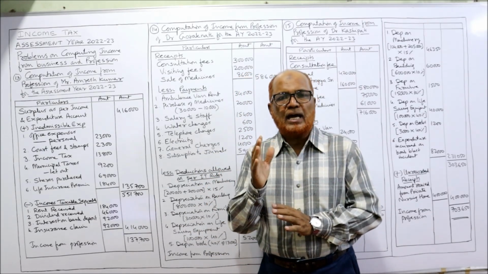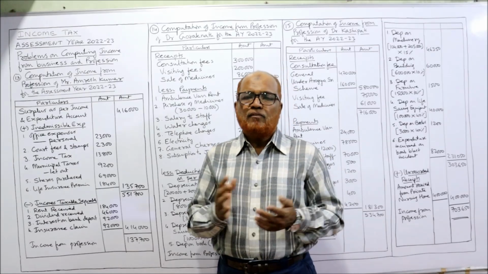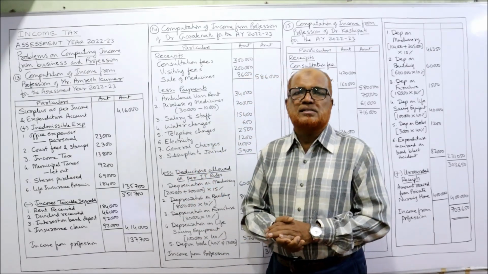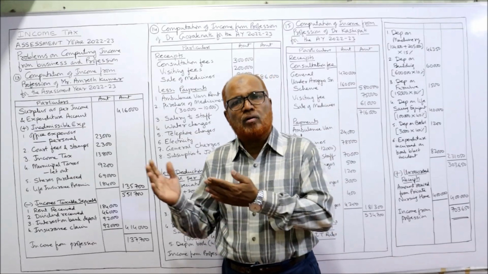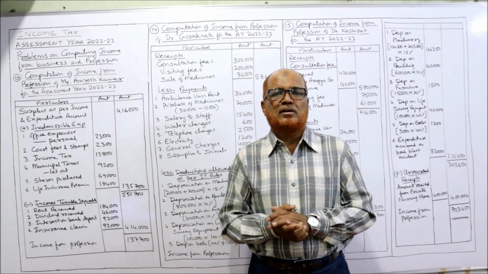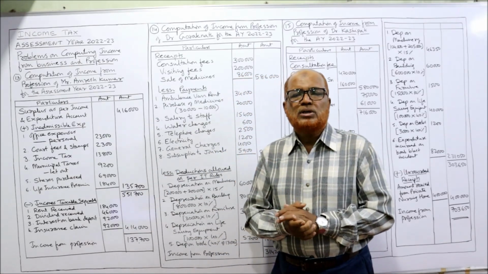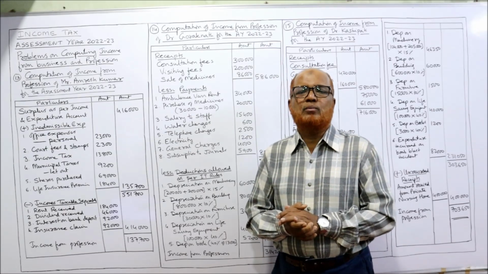So watch till the end, don't skip in between. We don't know which type of problem will be asked in the examination, whether a P&L account will be given or a receipts and payments account. So I'm going to explain how to compute the income from profession.